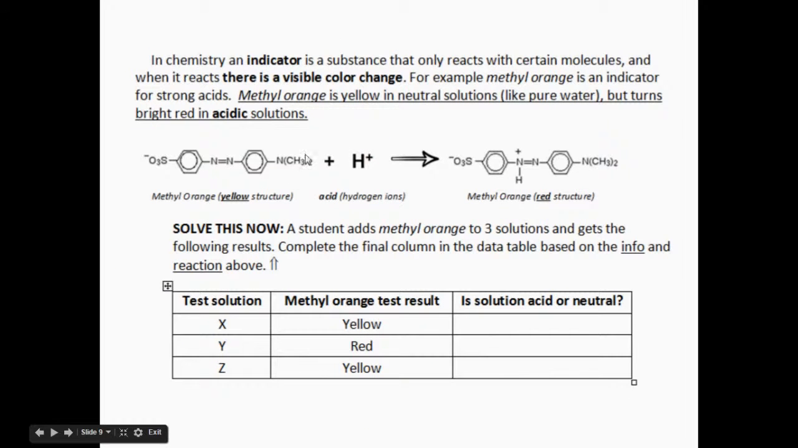So using that information or going back to the reading, try to figure out this chart. A student tests solution X, and with methyl orange, the methyl orange is yellow. What do you think? Is the solution that they're testing an acid or neutral like water? Well, it didn't turn red, so it must be neutral like water. They're testing solution Y, and the methyl orange turns red. Is the solution acid or neutral? Well, methyl orange turns red when there's acid, so that must be an acid. And finally, they test another solution, solution Z. The methyl orange stays yellow, so that means that the solution must be a neutral solution, okay?